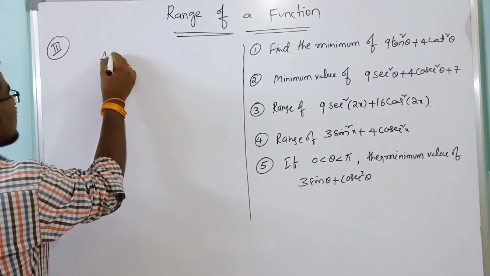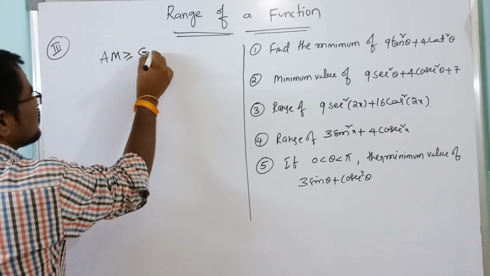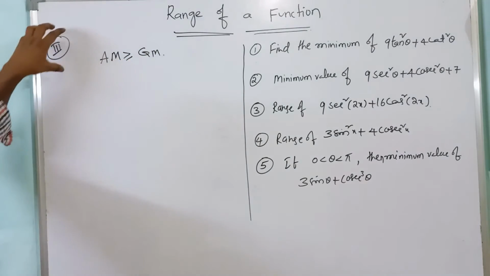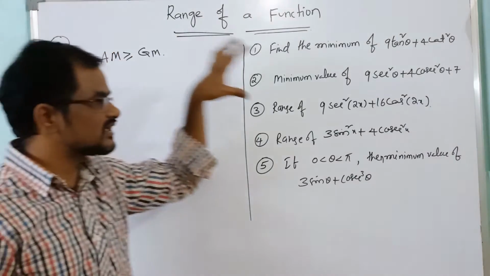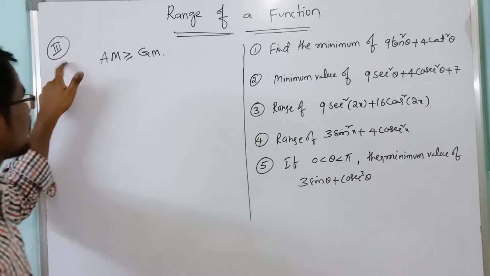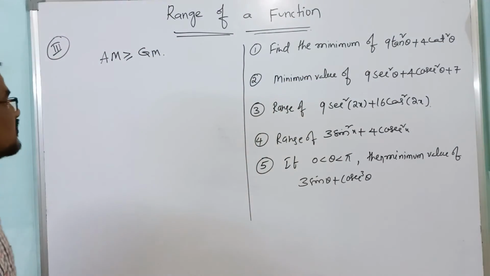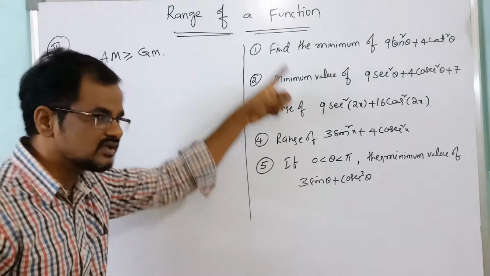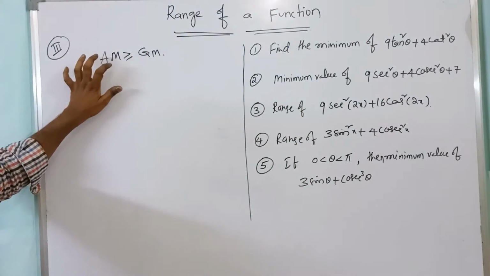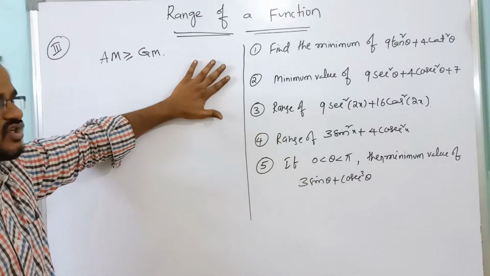We know that arithmetic mean is greater than or equal to geometric mean. This is the third type of problems: functions involving trigonometric functions, in that third type. In that, 1, 2, 3, 4, 5 problems, for all these problems we have to apply this condition: arithmetic mean greater than or equal to geometric mean.